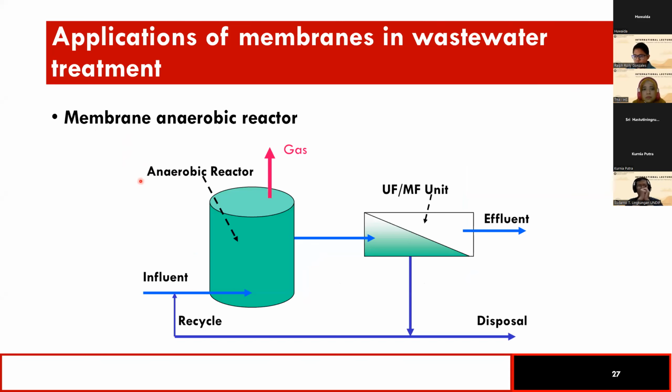Now, I will introduce to you the membrane anaerobic reactor. This anaerobic reactor contains bacteria which are anaerobic. Anaerobic means there's no oxygen involved in this process. So what we get from this reactor is gas: methane, hydrogen. The wastewater influent goes into the reactor, wherein the bacteria present in this reactor digest the sludge, and we are left with the fuel.